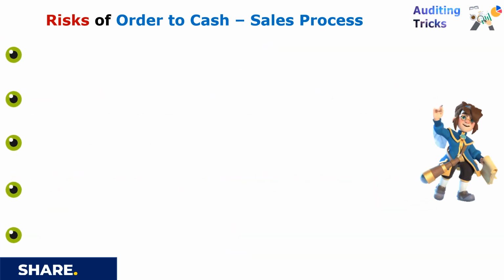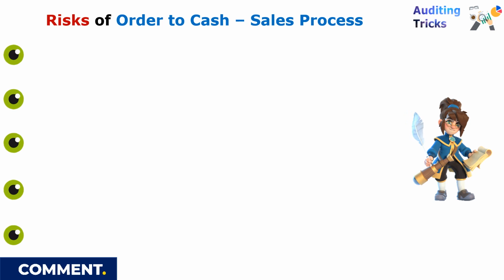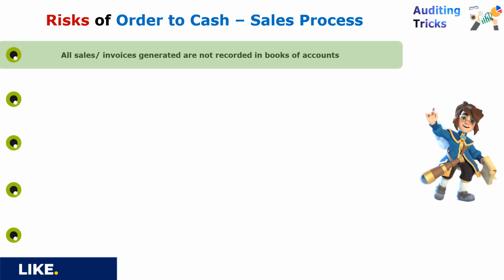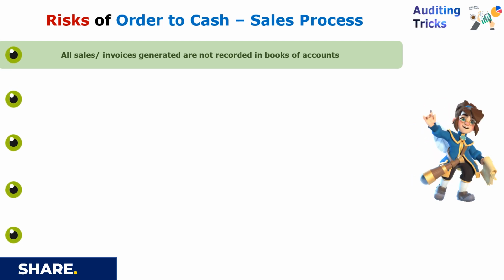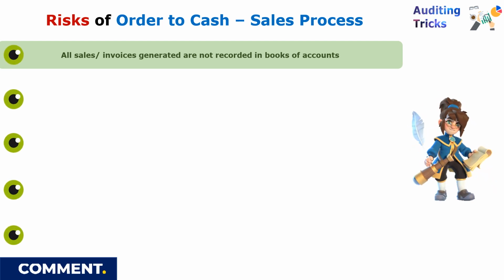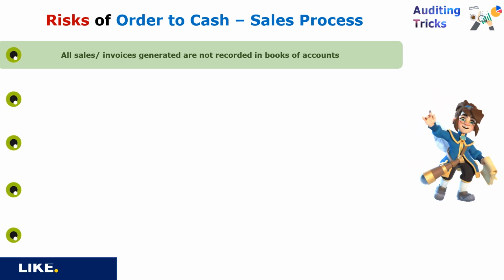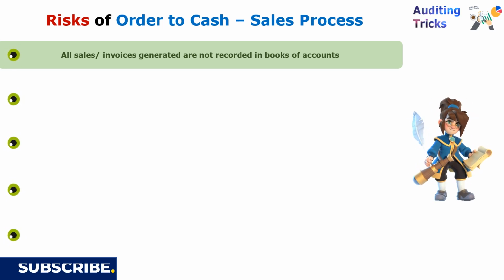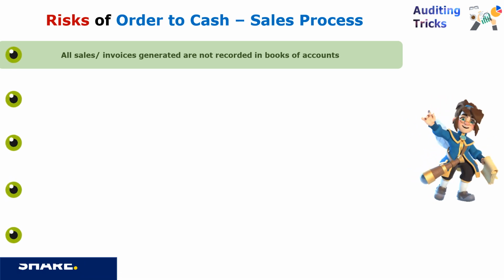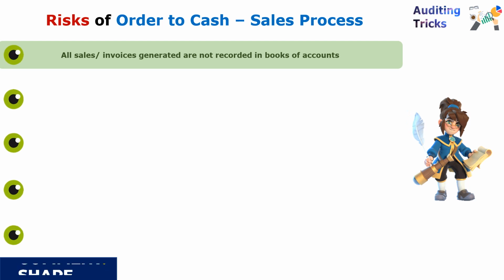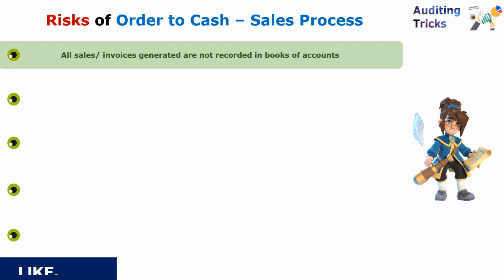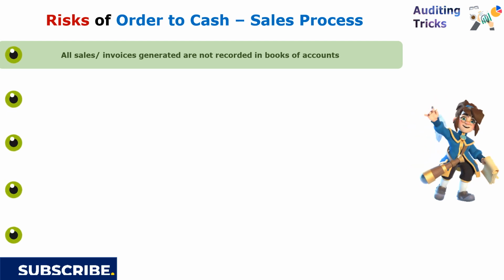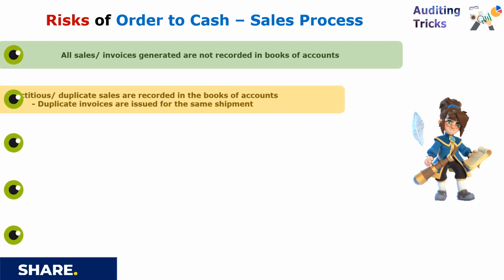The next risk is under the category of invoicing process. All sales or invoices generated are not recorded in the books of accounts. To establish its control, we need to ensure that all the sale invoices generated from the system get recorded in the sale register or the books of accounts as well. It is not a fraud risk and can be rated as a medium risk.